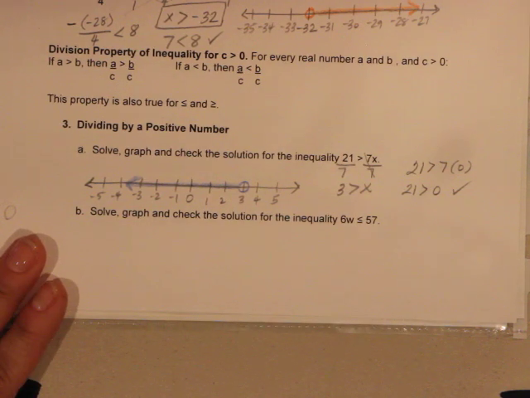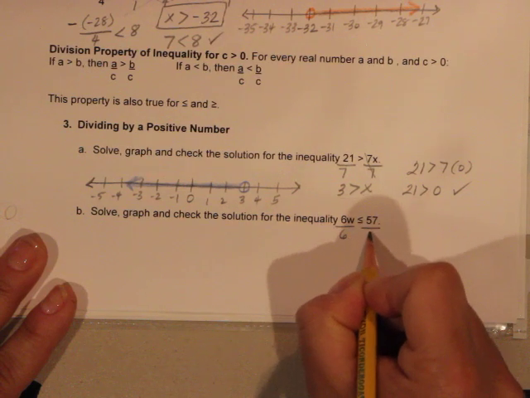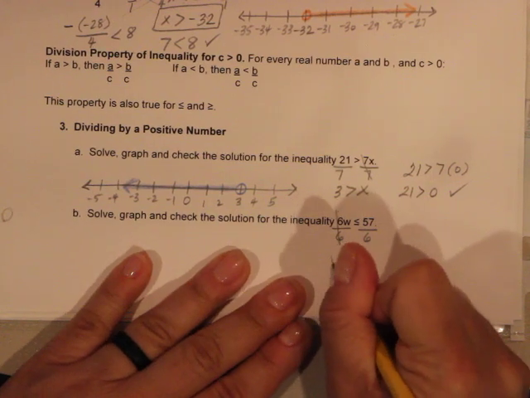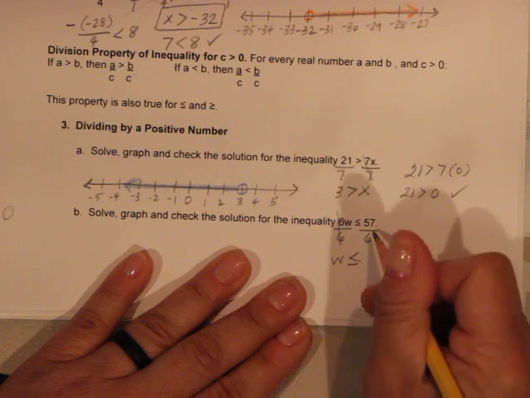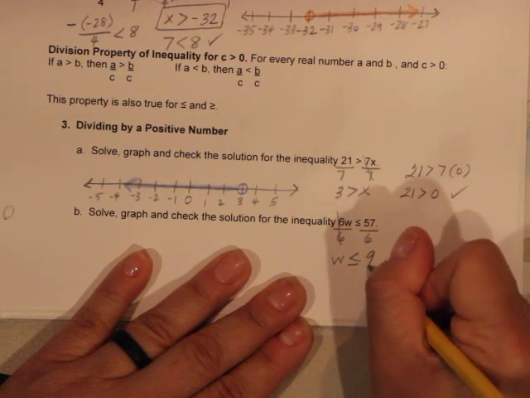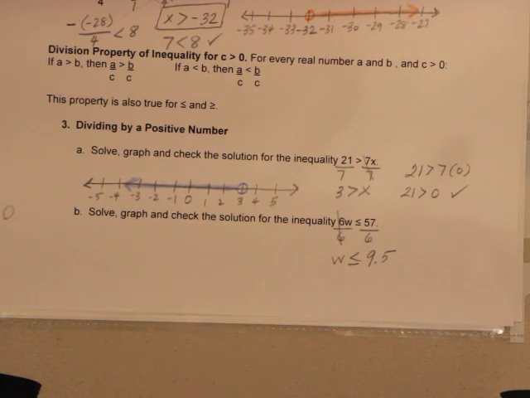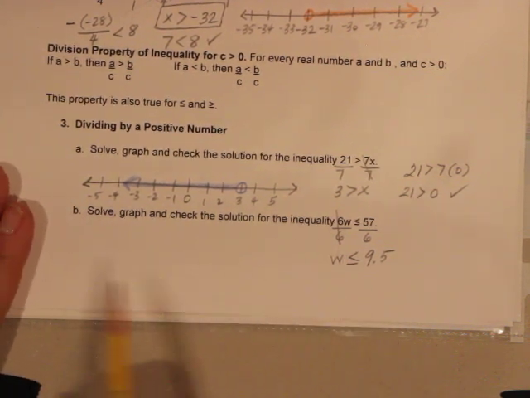In order to do this, I'm going to divide each side by 6 to get w by itself. It's a positive 6, so the inequality stays the same direction, and I end up with w is less than or equal to 57 divided by 6. I just did that on my calculator, and the quotient is 9.5. So I've got w is less than or equal to 9.5.